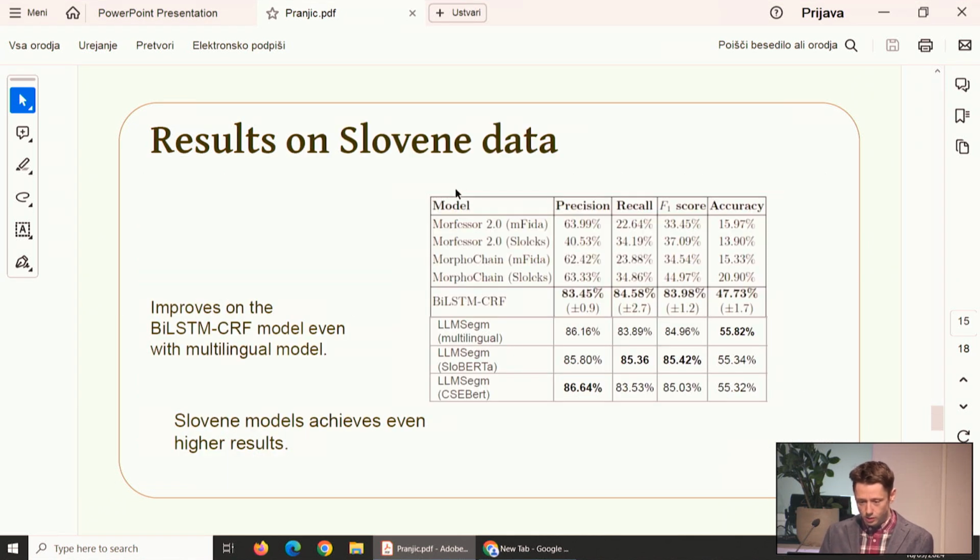So, results on Slovene data using the dictionary. We show here also results using models that do not use morpheme information, like Morfessor and Morphochain. The results are rather low. So when using just a small amount of training data with this BLSTM conditional random fields, we get a significant increase in F1 score and accuracy. And by using our approach, we can improve it even further.